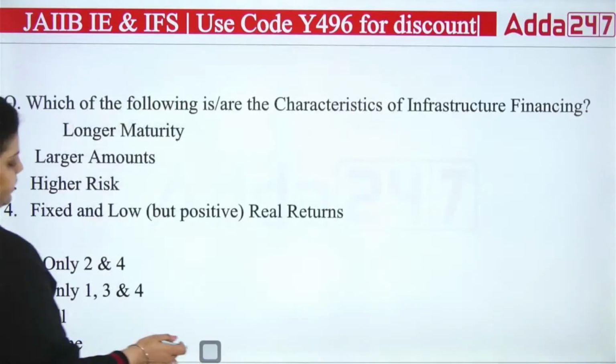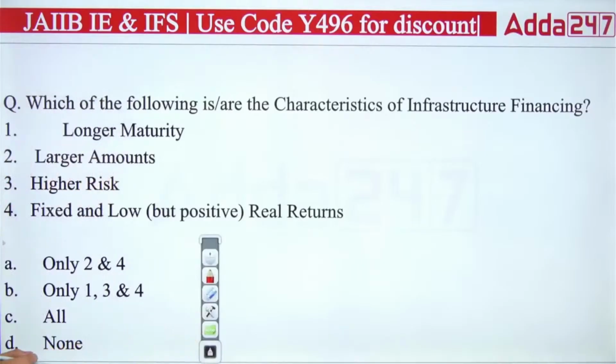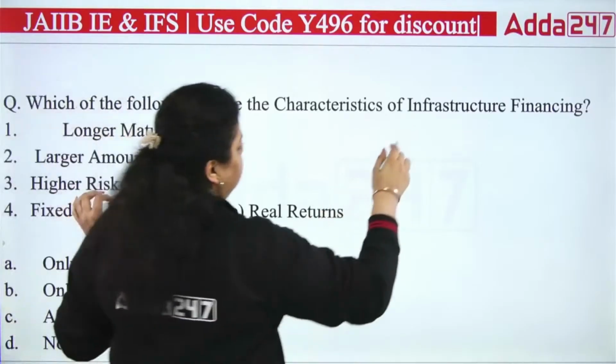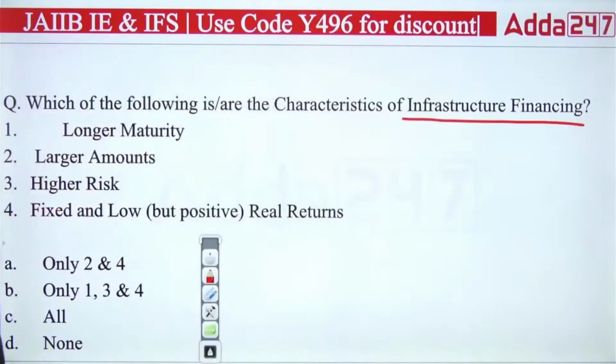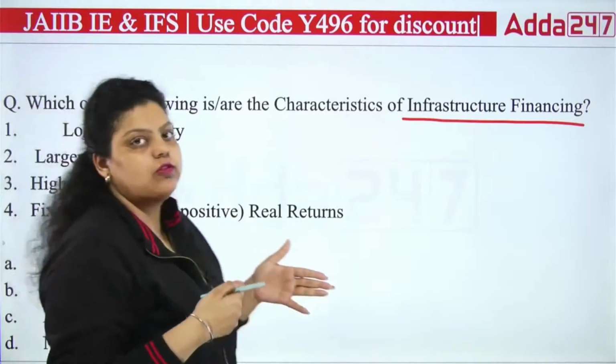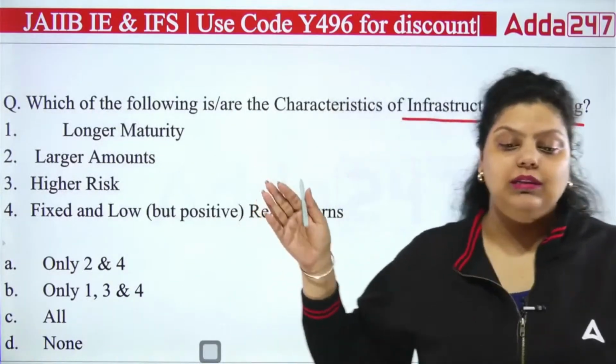Next question. Which of the following are characteristics of infrastructure financing? So what are the characteristics of infrastructure financing? First is longer maturity, second is larger amount, third is higher risk, fourth is fixed and low real returns. So what do you think? Which of the following is the correct characteristic of infrastructure financing? A, B, C or D? Infrastructure financing sources we have discussed already. Now you have to find out what the characteristics are.